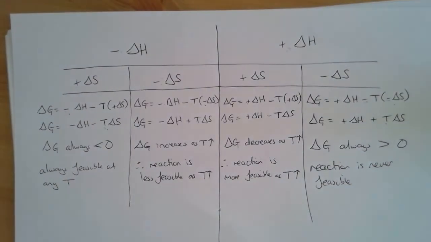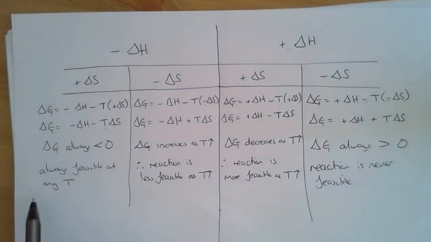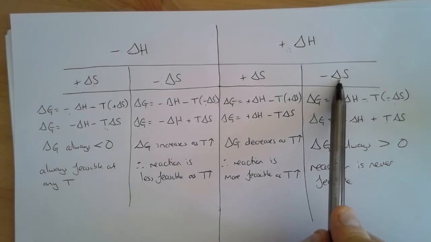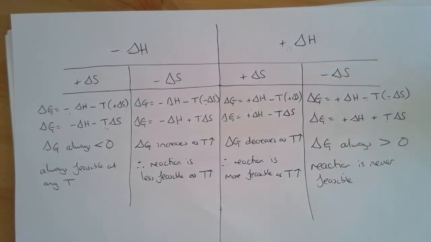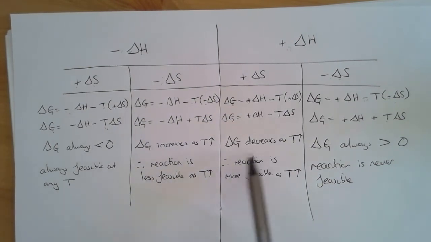So if we look at our two extremes, an exothermic reaction with an increase in entropy is feasible at any temperature. An endothermic reaction with a decrease in entropy is never feasible. And then we've got our two intermediate reactions here, and their feasibility changes depending on temperature.